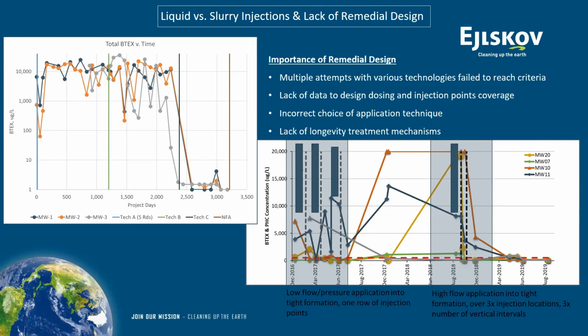...that use both slurries and liquids, and just to compare the two. The one on the left was a gas station outside of New York City where there were multiple rounds of chemical oxidation. Before day 0 that you see on the graph on the left, they had five applications of a particular chemical oxidant. They came out several years later and attempted another chemical oxidant.